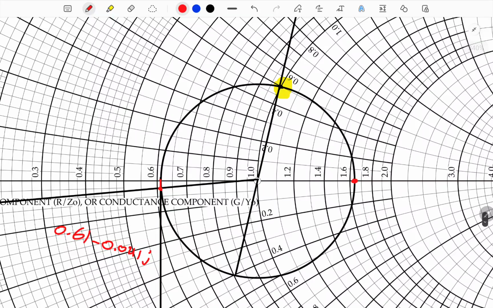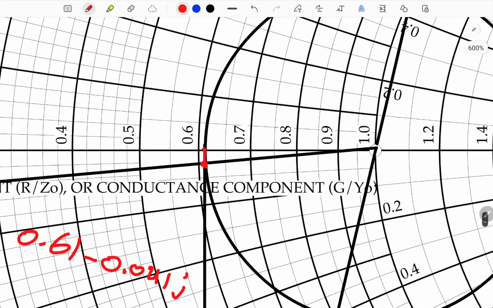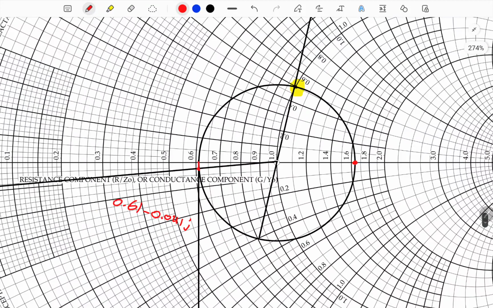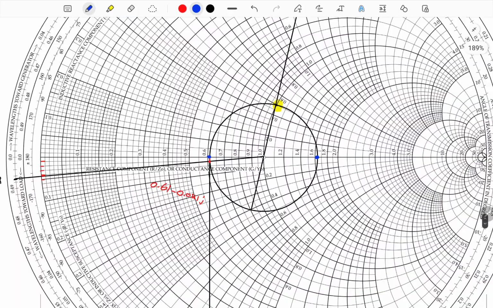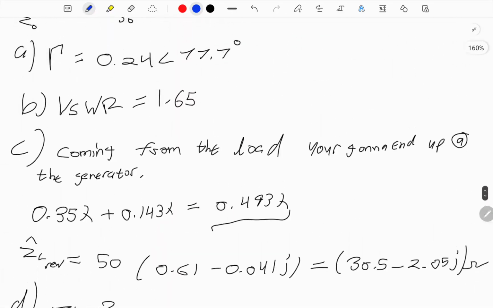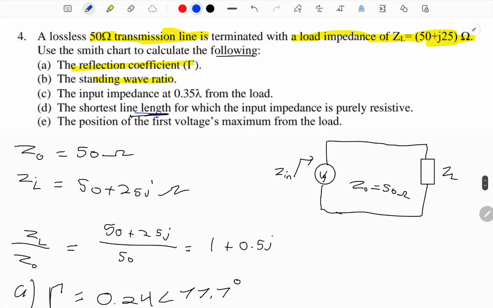So we have this point on the Smith circle and this point. So we have this point right here on the circle, that's only resistive. And this point right here, that's purely resistive. There's no X on these points. We have to find the shortest one, right? And the shortest length. It said the shortest length of the line. What is the length of the line?